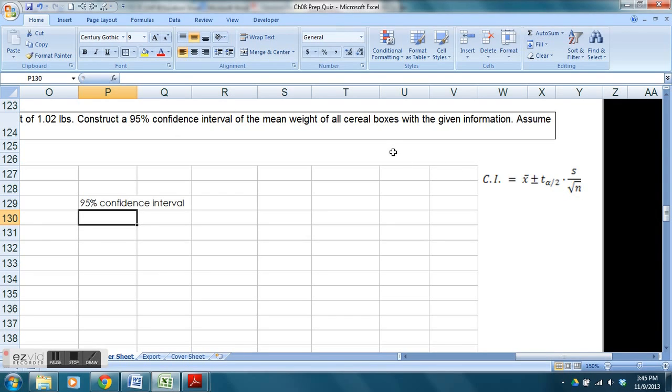Alpha is the amount of error that's acceptable, which is 0.05. The area in the right-hand tail is 0.05 divided by 2, so 0.025. But your book uses the area of the right tail. They use the notation of alpha for that, not alpha divided by 2. I think that's confusing. Different tables, different books are going to use different notation for this. So you want to think about it in terms of area of upper tail.